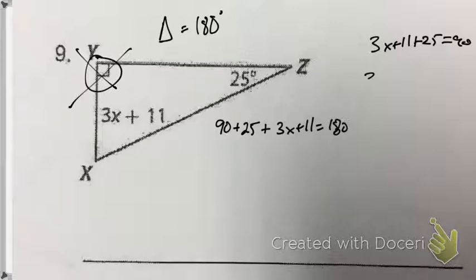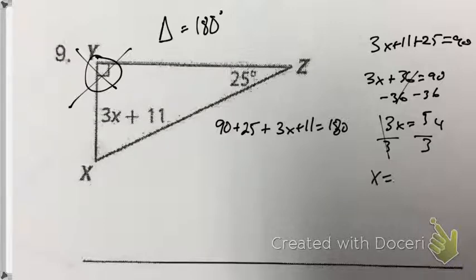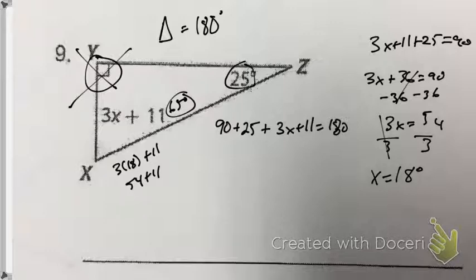So when you do the algebra, you get 3x plus 36 equals 90. So 3x equals 54. So x is 18 degrees. And to check it, 3 times 18 is 54, plus 11 is 65. Plus 25: 70, 80, 90. It worked. So x has to equal 18 degrees in this case.